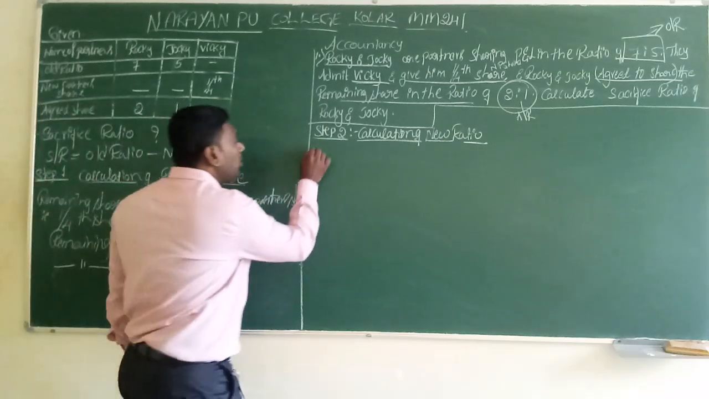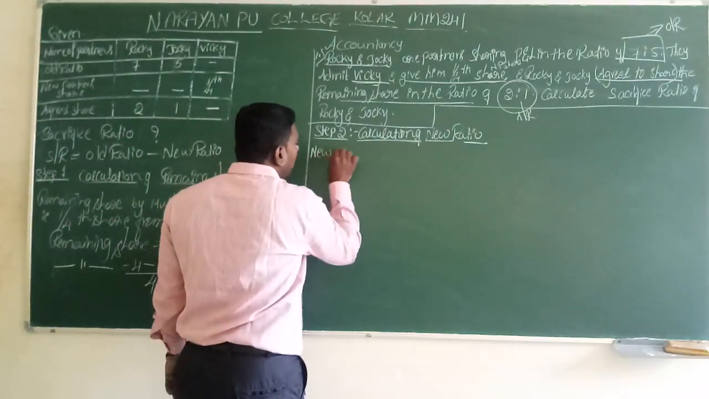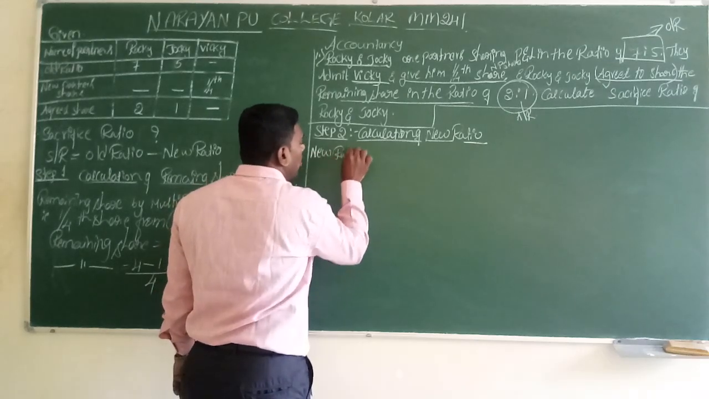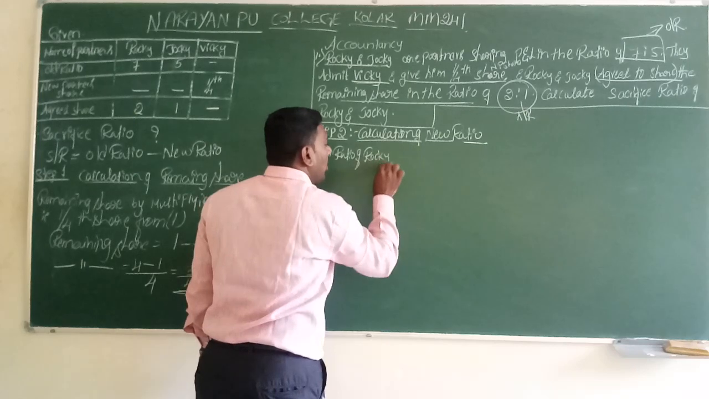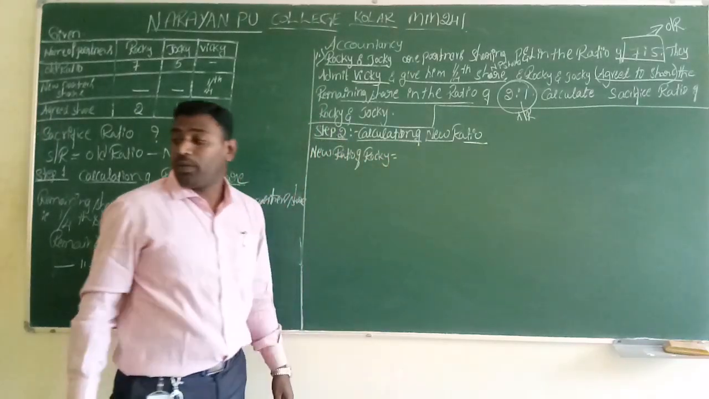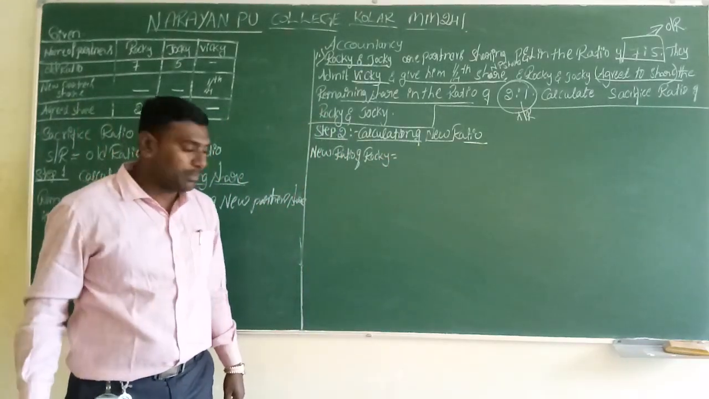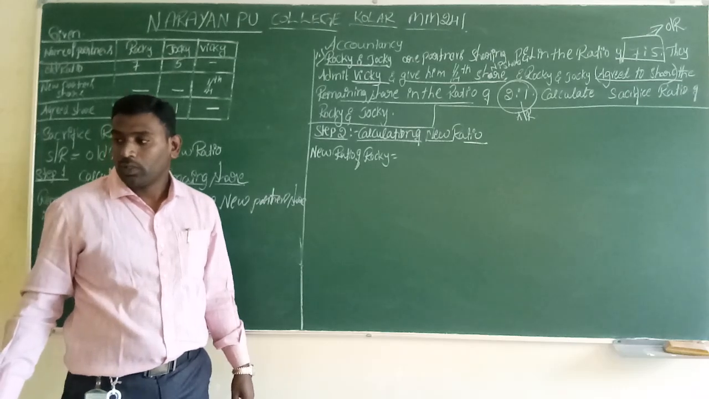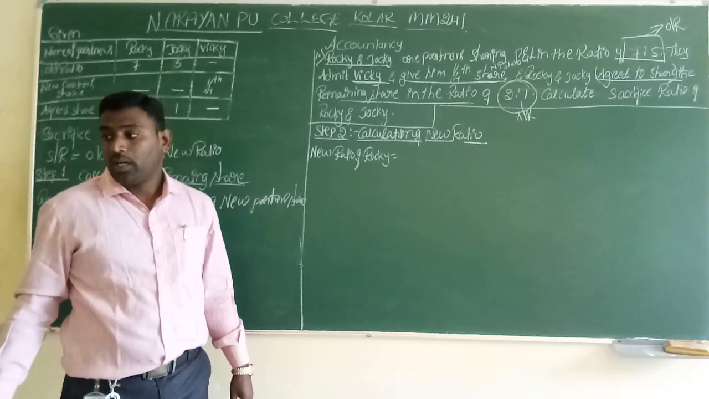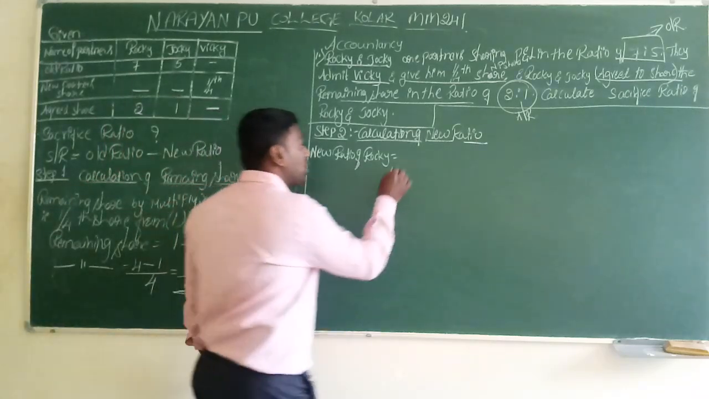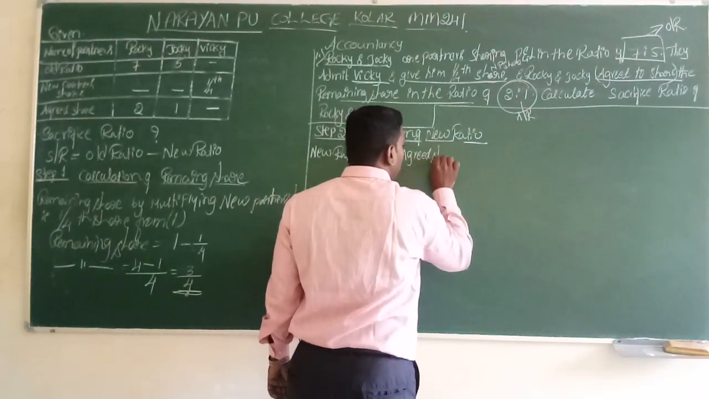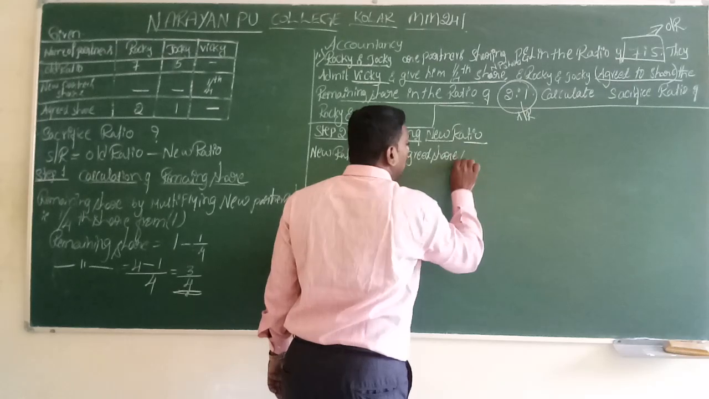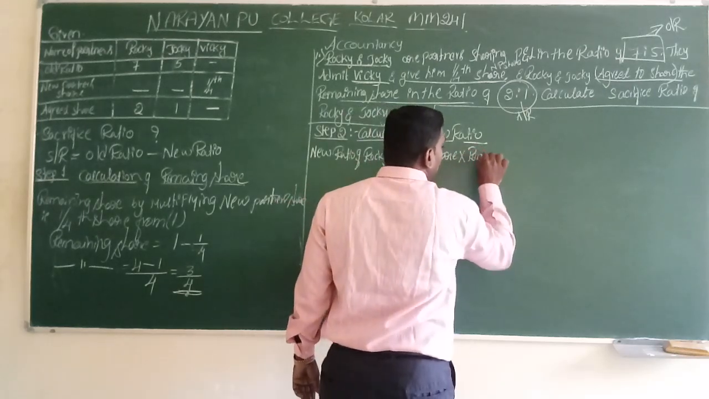So here the new ratio of Rocky is equal to, so we have implemented the formula, that means new ratio is equal to agreed share into remaining share.